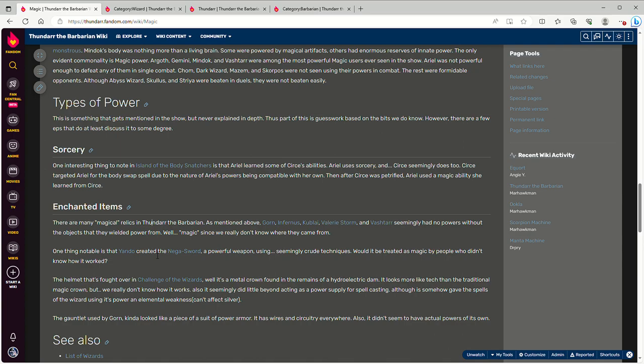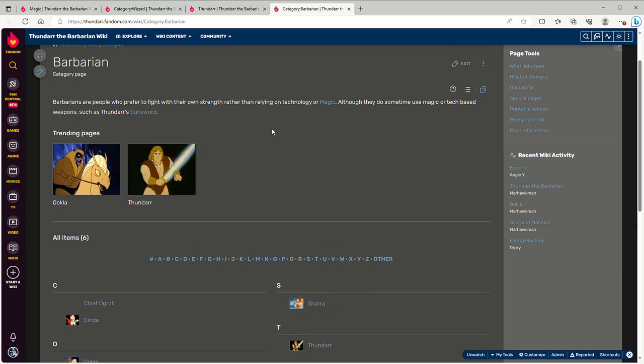Which, again, is one of those things that's like, so what does the term wizard really mean in the context of Thundarr the Barbarian? It seems to be someone who is a warlord who uses magic as a way of securing their place in the world. Of course, I've said the word several times, but not pondered it yet. And that word would be barbarian.